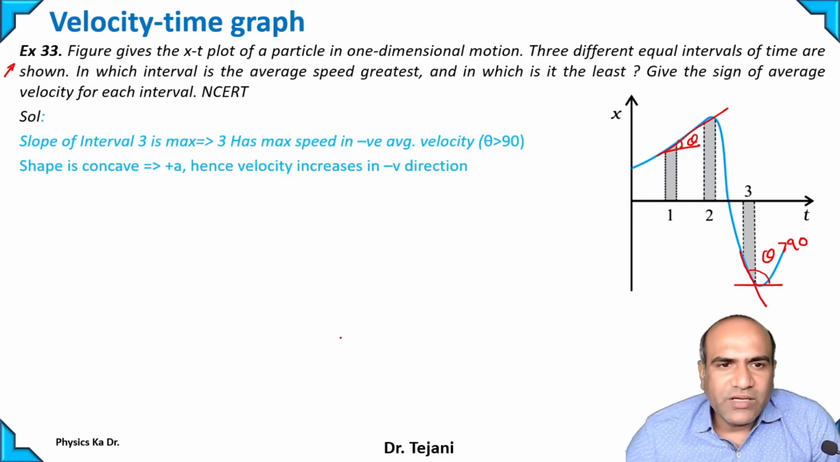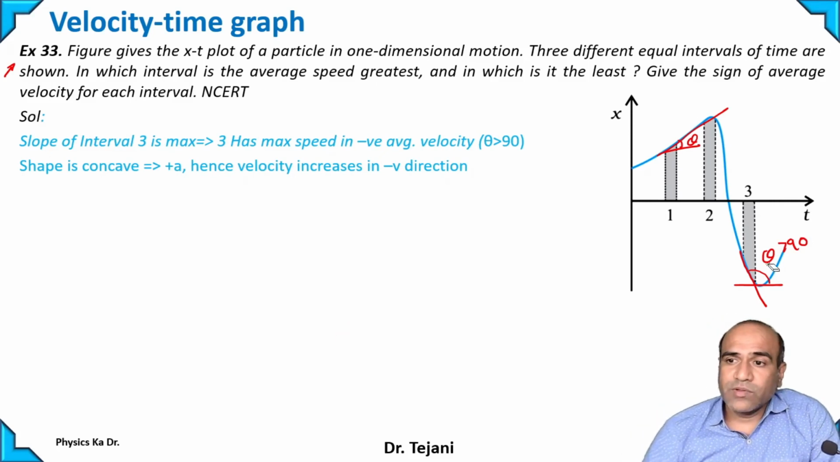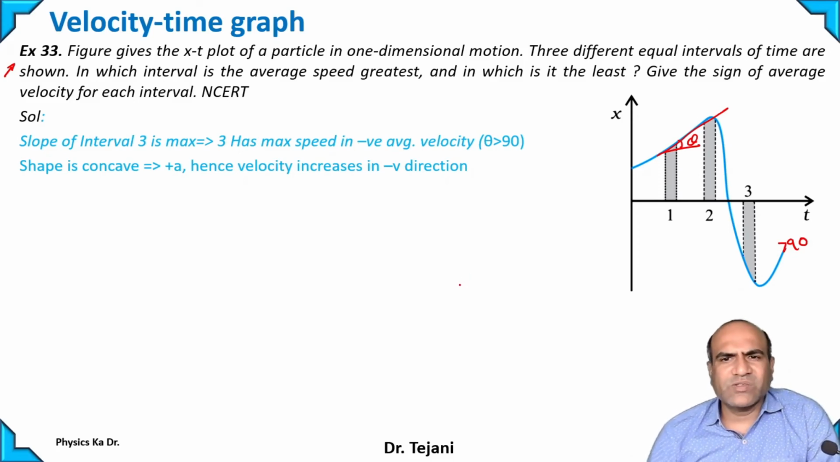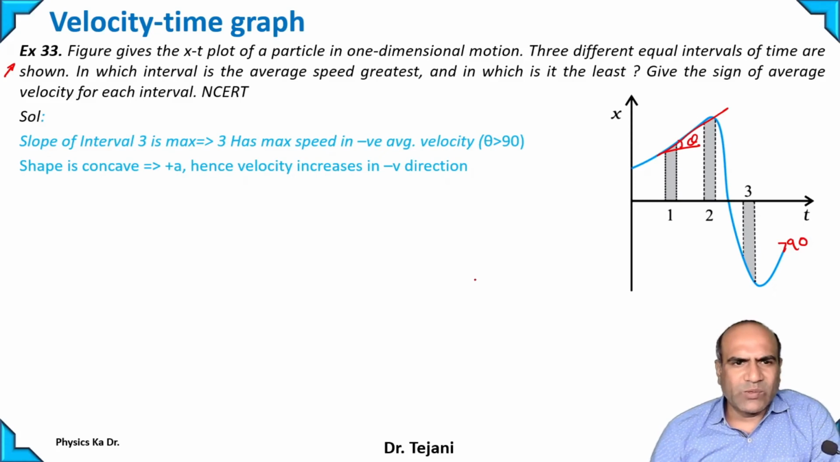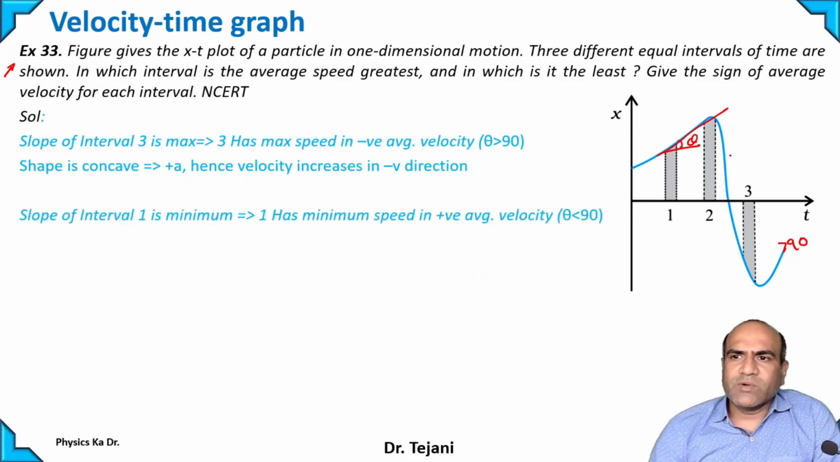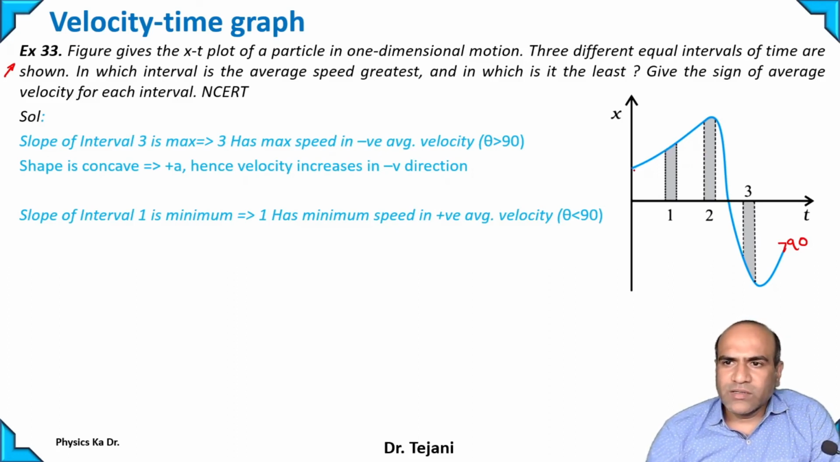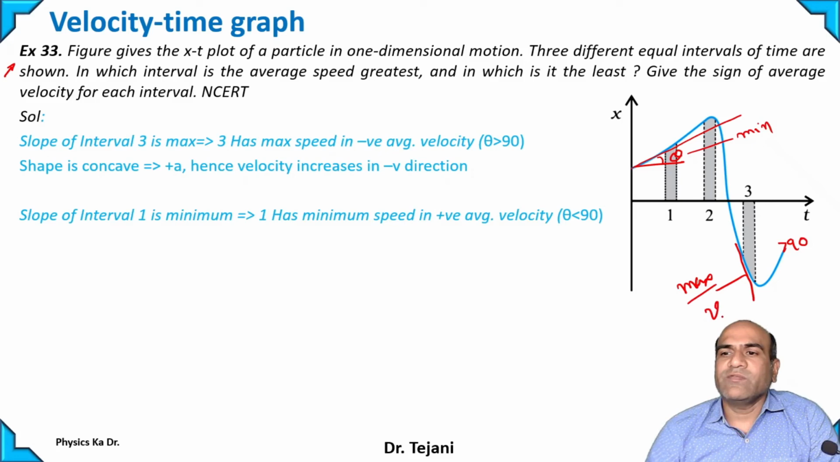Then the shape is concave, so acceleration is positive, hence velocity decreases. That may not even be required. The slope of interval 1 is the minimum compared with the others. So this is theta, and it has the minimum speed, and this slope is maximum, therefore it has the maximum speed. V max and V min.